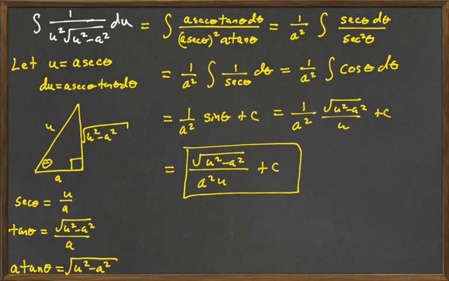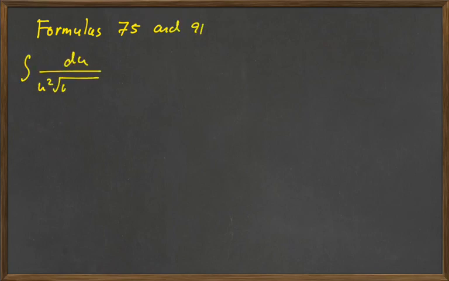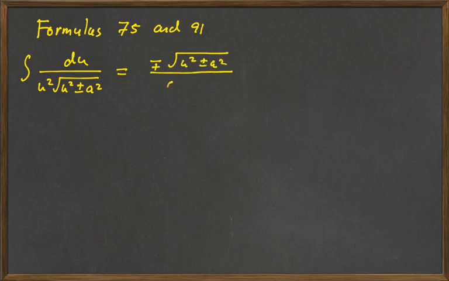Okay, and so you'll see that in the back of your textbook, and this particular integral is derived using integration by trig substitution. So in our book, it's listed as formulas 75 and 91. So if we combine them, the integral of du over u squared times the quantity square root of u squared plus or minus a squared is going to be minus plus, so it's going to be the opposite sign. Square root of u squared plus and minus, so that'll be the same sign, all over a squared u, and then plus constant of integration. Okay.